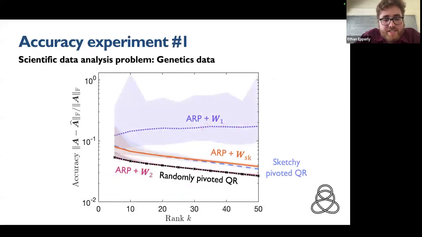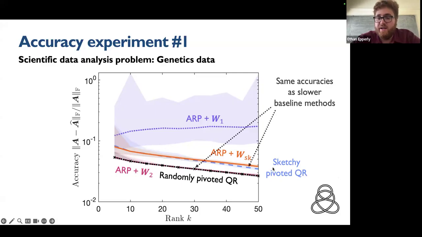Now, of course, we don't just care about speed, we care about accuracy. So here's a scientific data analysis problem involving some genetics data. We see that this ARP algorithm with this cheap interpolation matrix W1 is basically totally useless. But if we use the optimal interpolation W2 or the sketched interpolation, we get much better accuracy. And I'll note that we achieve the same accuracies as the slower baseline method.